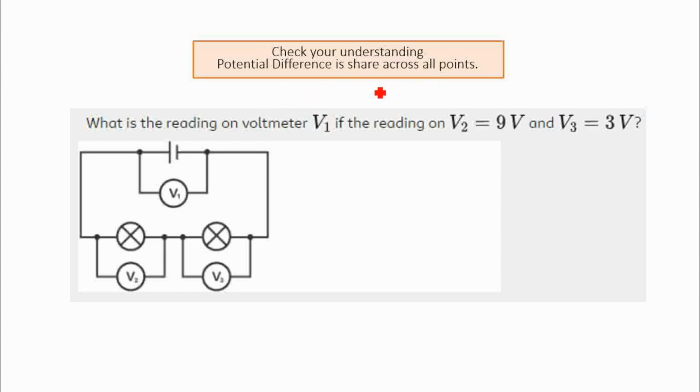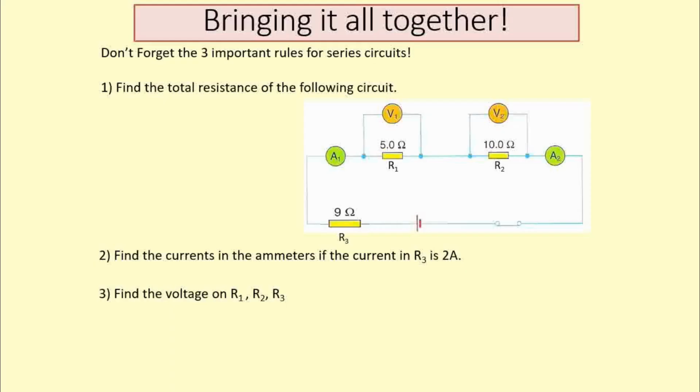Next rule, it says that potential difference is shared. So what is the reading on the voltmeter V1 if the reading on V2 is 9 volts? So V2 is 9 volts. V3 is 3 volts. Remember, it is shared. So 9 add 3, that has to be 12 volts, because that 12 volts has to be shared here and at that point there. Now we're going to bring all the rules together.